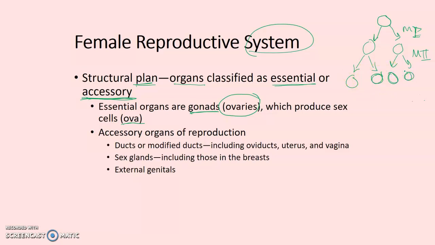Now in female gametogenesis, it's a little different. In the first meiotic division, you get 2 cells, but one of these cells degenerates.